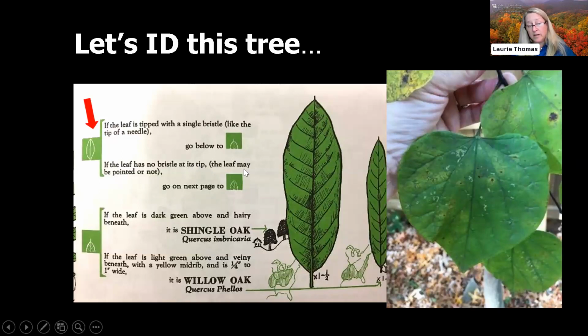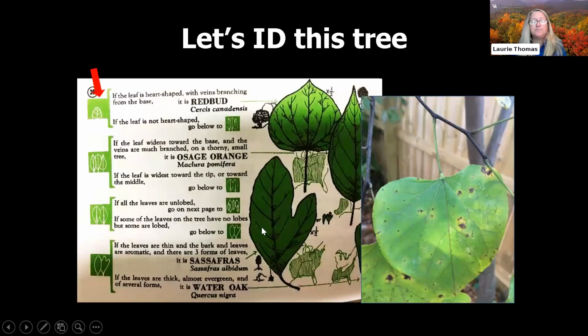The leaf may be pointed or not. And you'll see a bristle tip, like when we looked at that example of our red oaks with that hair-like bristle at the tip. And I know it's not the best of pictures, but there isn't a bristle tip on this one. So we know we don't have one with a bristle tip. So we'll follow our little logo of the unbristle tipped leaf over to the next page. And it's the top bracket.